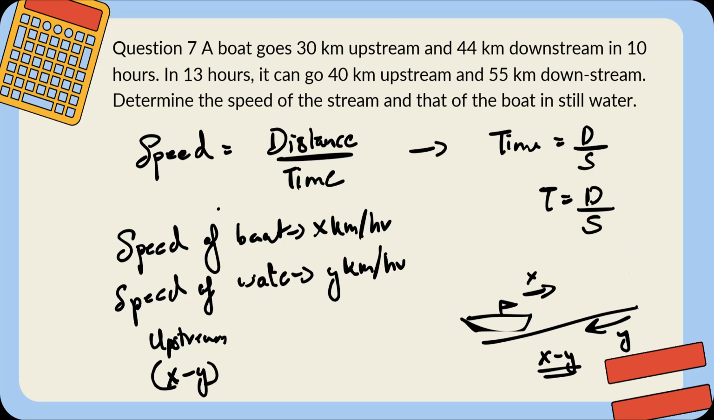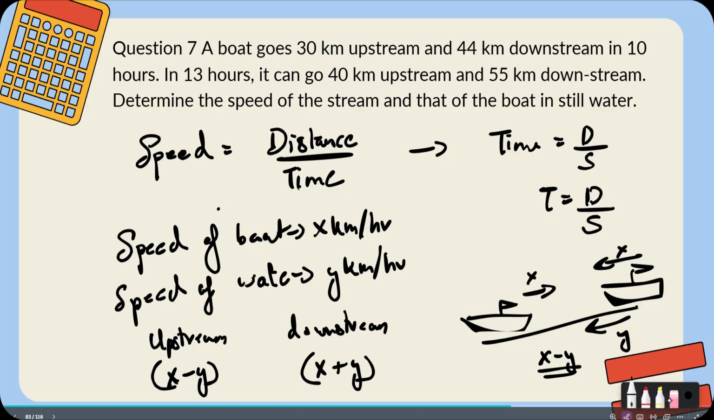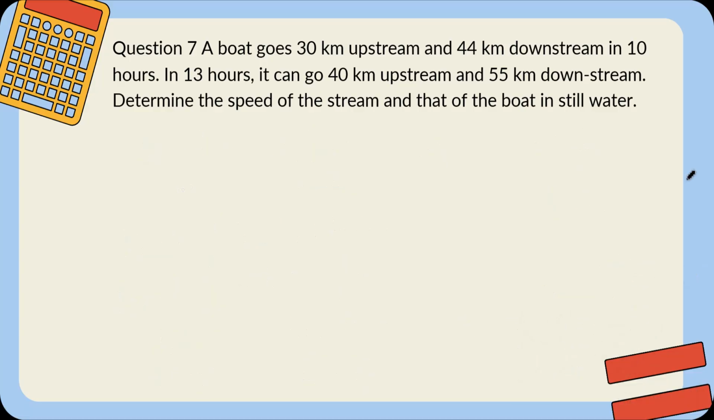What is downstream? Let's draw a similar boat there. You're going along with the water, downwards, so it will become x plus y. Downstream is x plus y. The water is helping push the boat a bit. You're going at x and the water is also going in your direction, so it is x plus y. This is upstream and downstream. These are speeds. Now let's understand what they gave. So remember the formulas. Let's start.